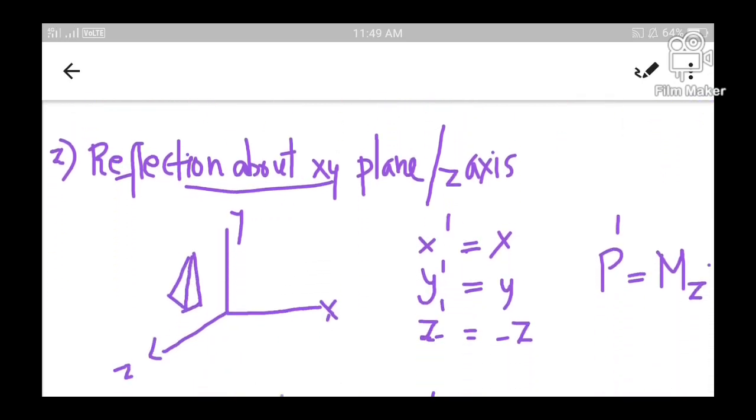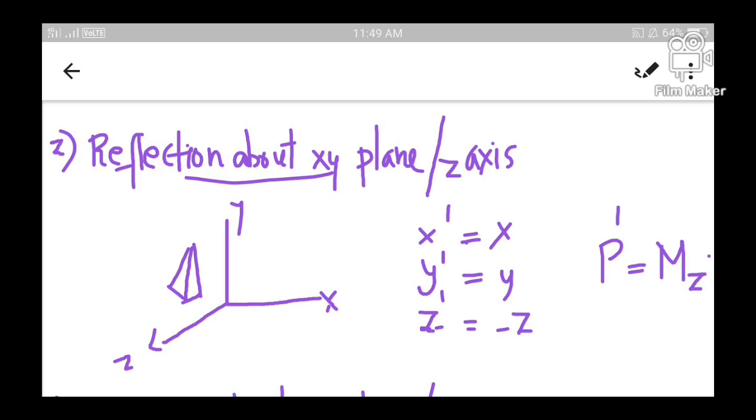Let us see how it happens. This is a three-dimensional space with three axes x, y and z, and since the reflection is going to occur in the xy plane, this is the plane in which reflection is going to occur.